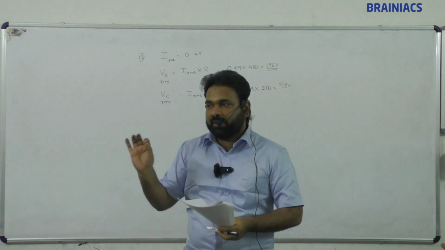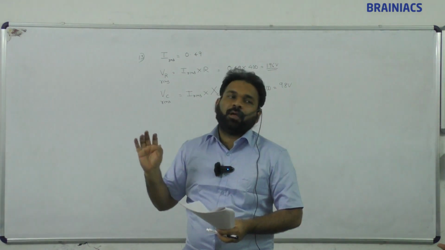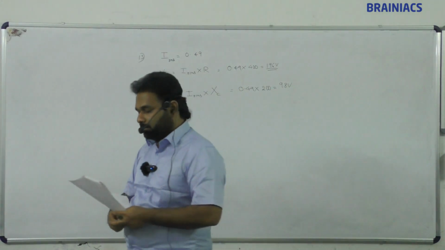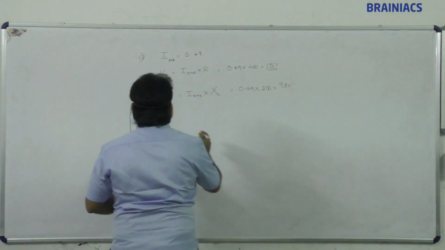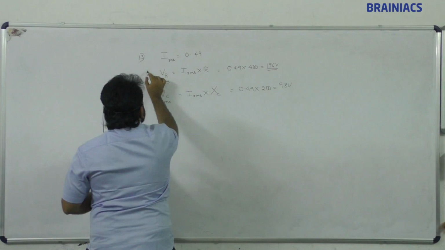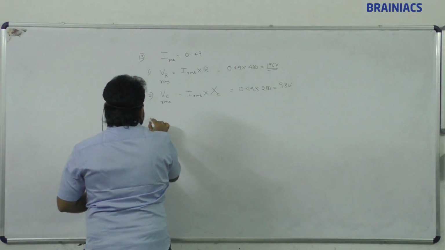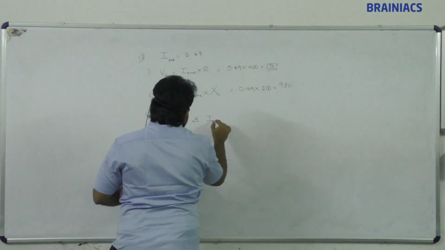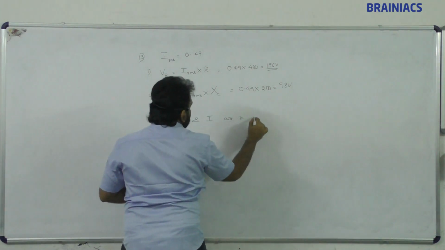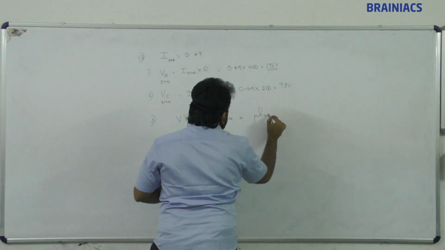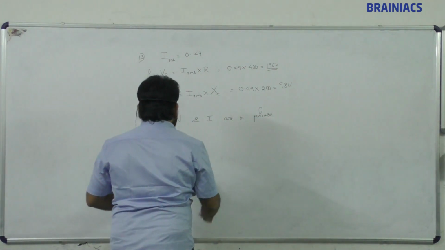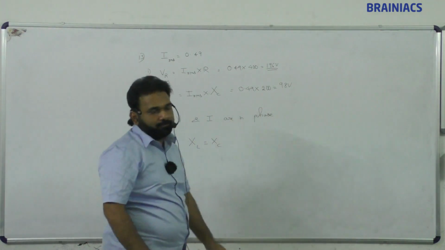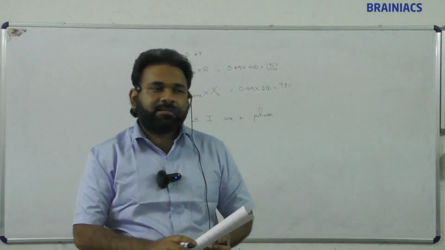XL should nullify XC. So what should happen there? XL should be equal to XC. That's it. Done. So this is the first question, this is the second question. Third question, what they are asking: V and I are in phase. So this is nothing but XL must be equal to XC.